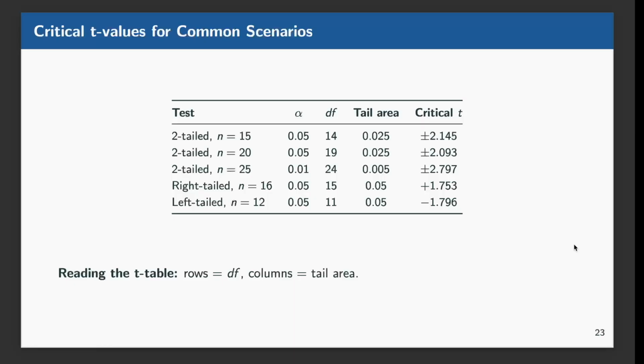For one-tailed tests, a right-tailed test with n equals 16 at alpha 0.05, degrees of freedom 15 gives a critical t of positive 1.753. A left-tailed test with n equals 12 at that same alpha, degrees of freedom 11 gives negative 1.796. Remember how to read this kind of table from last week. Rows represent degrees of freedom, columns represent tail area, the exact same Harbor tide chart logic we used before. Are you ready to run a full t-test from start to finish?